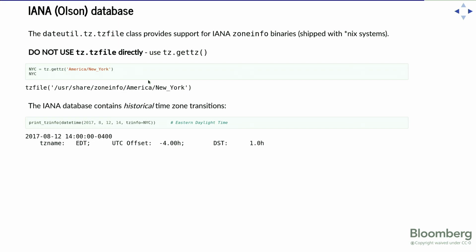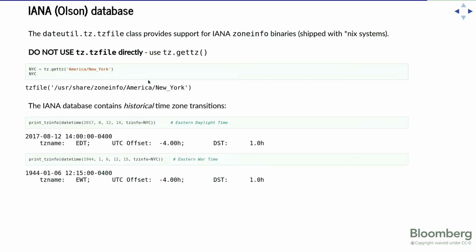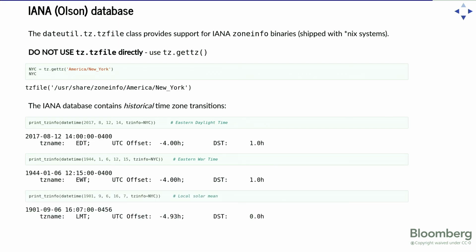So the IANA database contains historical time zone transitions. If you give it a normal, modern time zone, it gives you regular Eastern Daylight Time. If you give it something in the 40s, you'll find that it picks up Eastern War Time, which was an extended daylight saving time that happened during World War II. And if you go way back, you come back to our old friend local mean time, which was the local solar mean of whatever the zone is. If you go back far enough, that's always what you get.